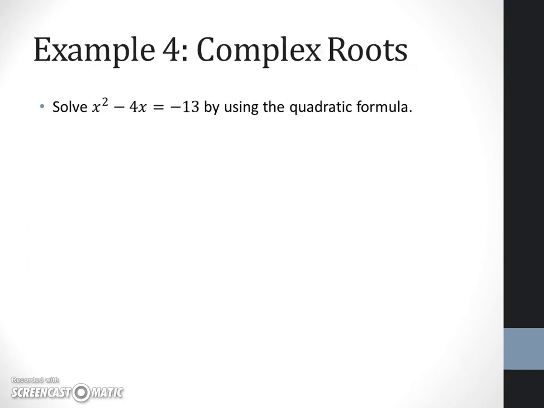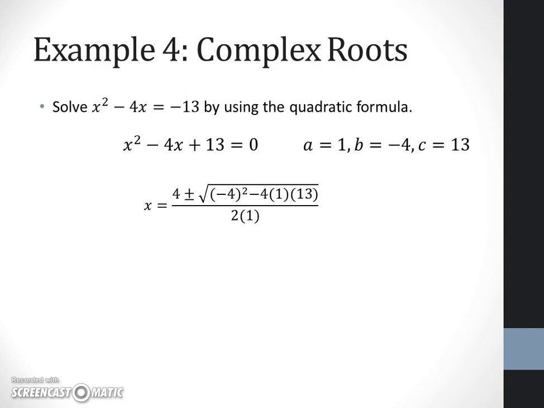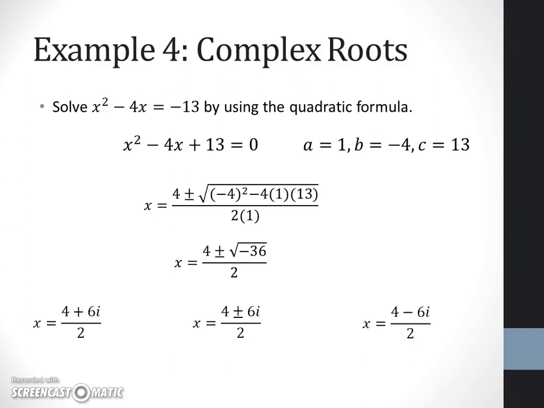Complex roots. So here we add 13 to get it equal to 0. A is 1, b is negative 4, c is 13. We replace and we simplify. Negative 4 squared minus 4 times 1 times 13 is negative 36. The square root of negative 36 is 6i. They all divide by 2. So we have 2 plus 3i and 2 minus 3i.